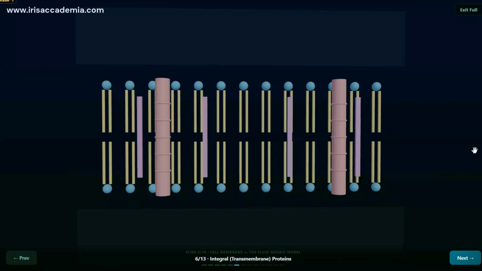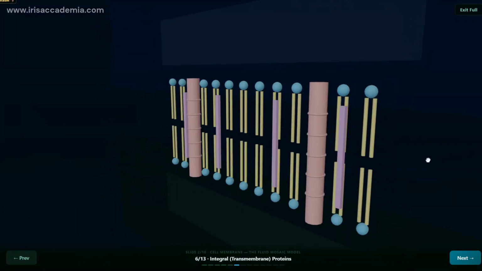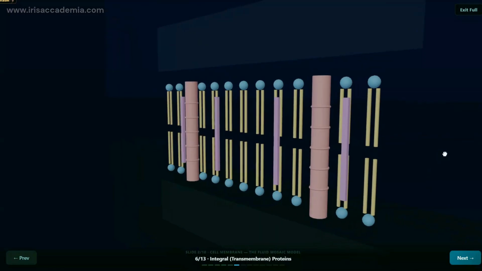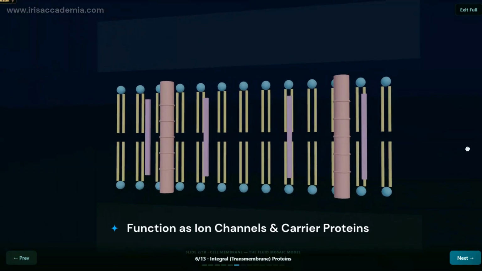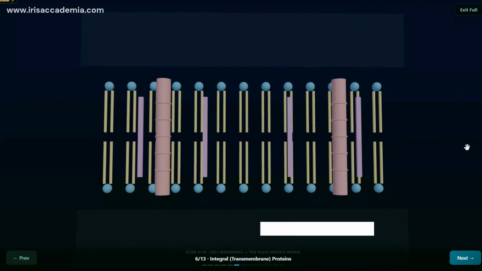These protein complexes, shown in pink, span the entire phospholipid bilayer, reaching both the outer and inner surfaces at the same time. They function as ion channels, carrier proteins, receptors, and pumps, controlling what enters and leaves the cell, while also enabling communication with the environment.